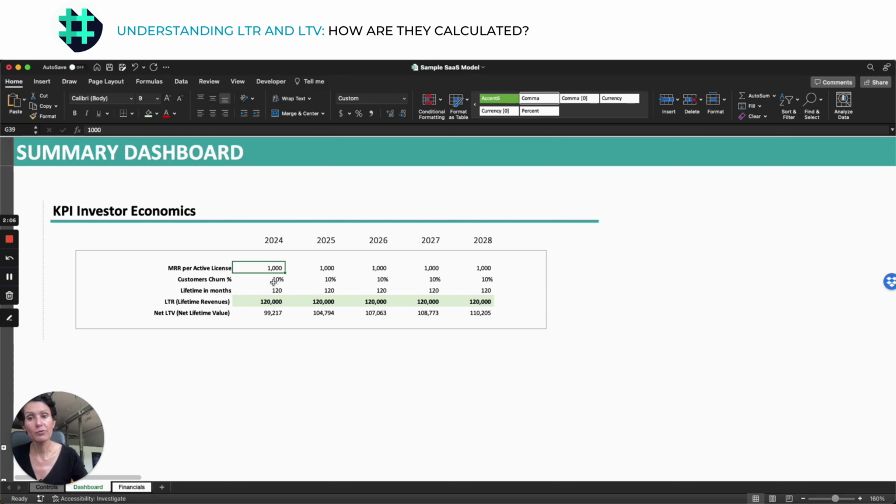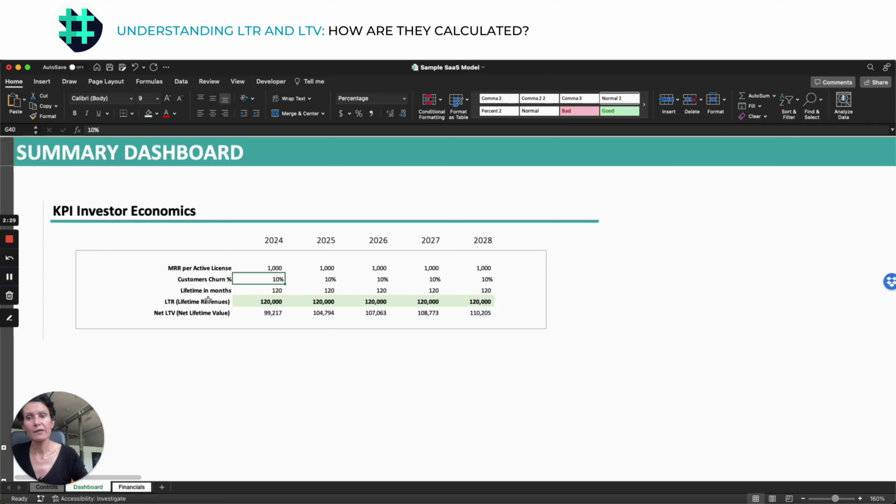If my churn rate for my customers is expected to be 10%, which means that if I had 100 customers in January, and at the end of that contract, or 12 months later, I lose 10% of them, it means that I will have 90 left, and therefore my churn rate is 10%.